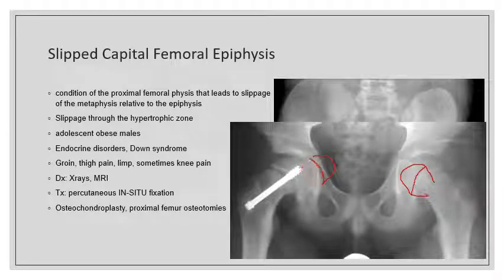Treatment basically is percutaneous in situ fixation. In situ meaning we don't have to reduce this one. You don't have to open. You just need to do a small incision and put a screw in. If you catch it too late, then you have to do some osteochondroplasty and some proximal femoral osteotomies.